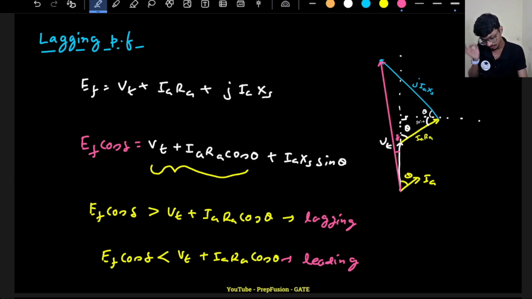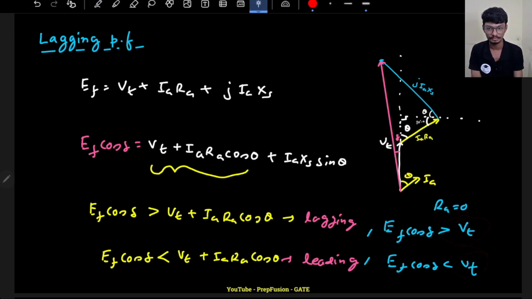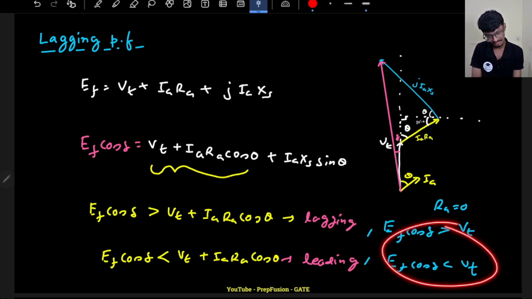Okay, if your Ra is 0, you directly compare with Ef cos delta. No need to remember it. Ra equal to 0 simplifies your calculation even further. You just directly compare with the terminal voltage Vt. So if your terminal voltage is less than Ef cos delta, then the load will be lagging. If your terminal voltage is greater than Ef cos delta, the load will be leading. Does it make sense? Yes, it does, right? Because Vt has to be higher.